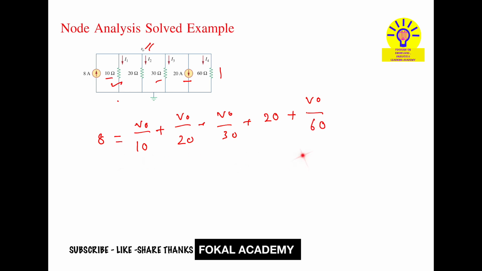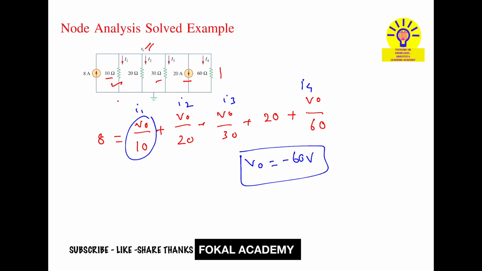So this is an LCM problem. By doing the LCM and bringing that value to the left hand side, we get V0 equal to minus 60 volts. Now we want the I1, I2, I3, I4 values. This is I1, this is I2, this is I3 and this is I4. Now use this formula to get I1, that is I1 equal to V0 by 10, nothing but minus 60 by 10, nothing but minus 6 amperes.